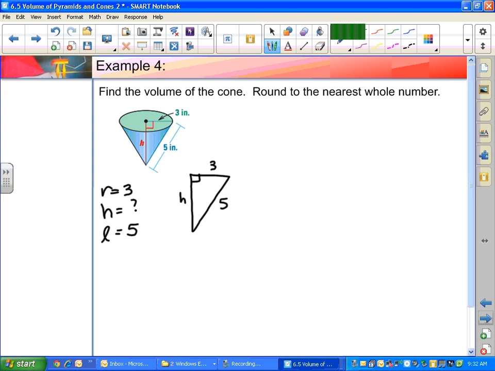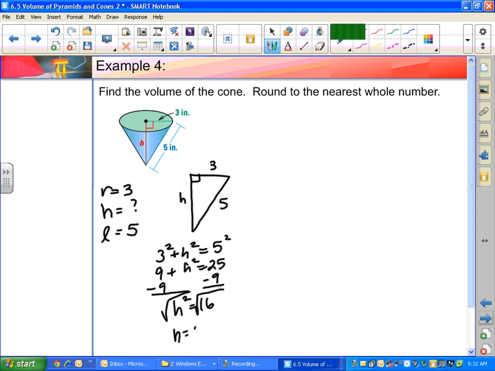You may have already realized that this has to be 4 to make it a 3, 4, 5 right triangle, but if you didn't, 3 squared plus h squared equals 5 squared. So that's 9 plus h squared equals 25. Subtracting 9 from both sides gives me h squared equals 16. Then take the square root of both sides, which tells me that the height has to be 4. Okay, now we know that the height is 4. We can find the volume.